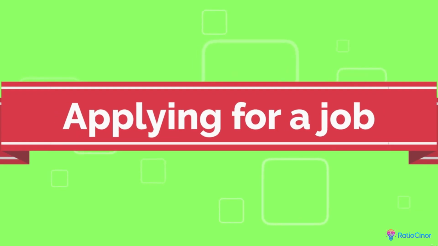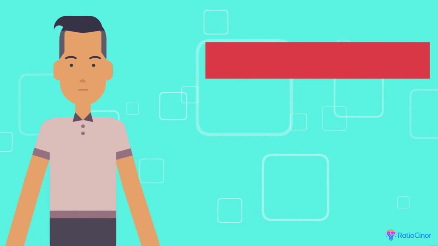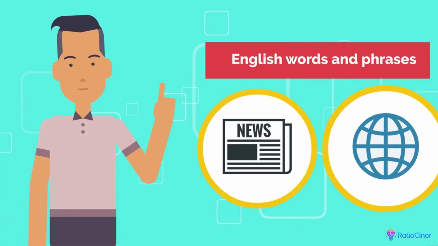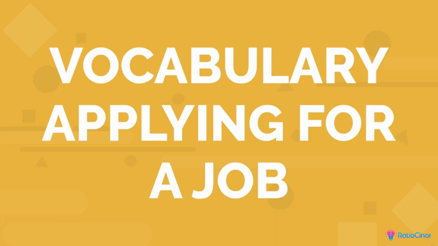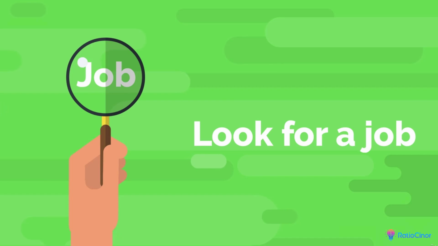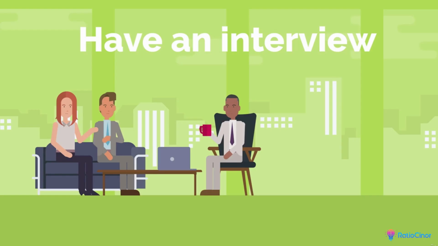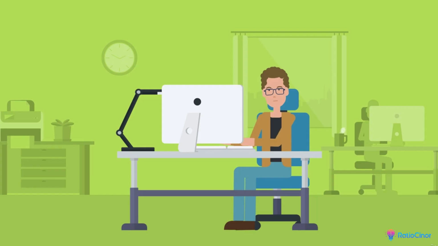Applying for a job. If you want to find a job, you need to understand the English words and phrases used in advertisements and on recruitment websites. Vocabulary: applying for a job. Look for a job. Resume. Apply for a job. Have an interview. Get the job. Start the job.